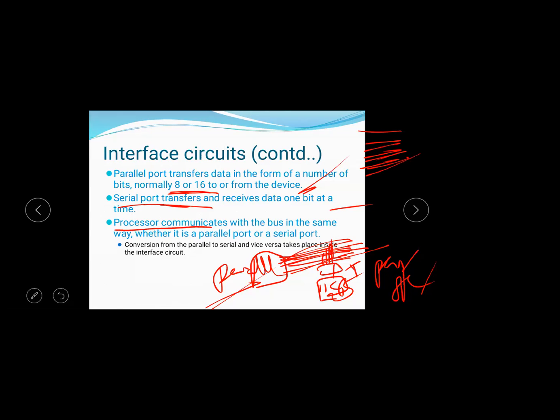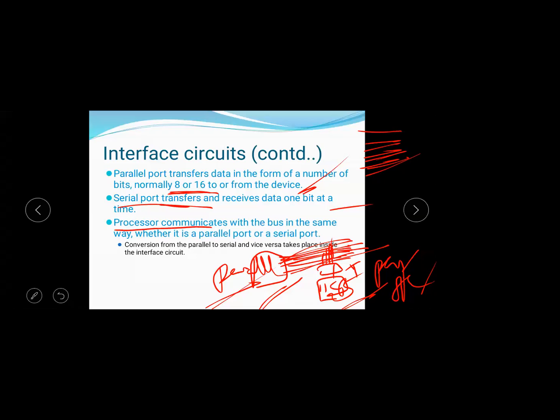This is called interface circuit. It interfaces the processor and the input device. The left hand side connects to the bus line, and the right hand side, that is the IO device side, is known as port. And there are two types of ports, parallel port and serial port.